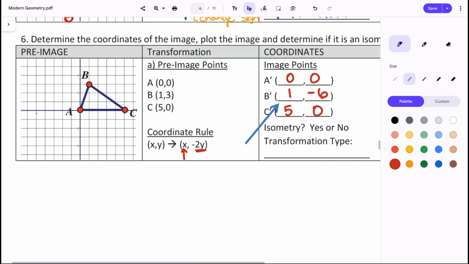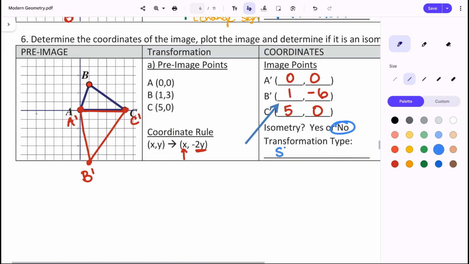Okay, let's graph this one now. So A and A prime are going to overlap because they're both at 0, 0, and that's okay. B is at 1 and then down -6. That's my B prime. And then C and C prime are also going to overlap. All right, do we think this one's isometric? No, good. What happened? Stretch.